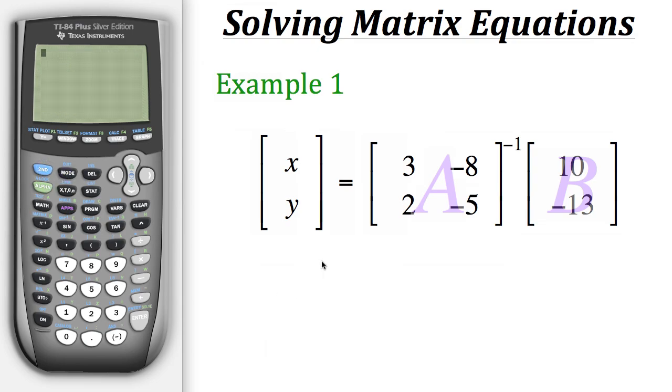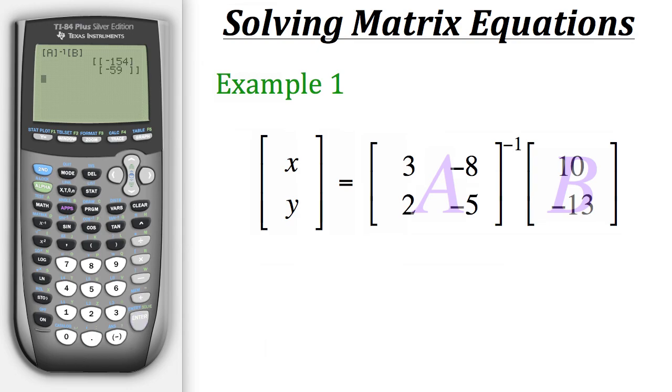At this point we have everything we need to solve for x and y. So first we need to pull up matrix A. So we'll go to second, x inverse, then hit Enter on A. And we need the inverse of that matrix. So we just need to hit x inverse. Now we need to multiply that by matrix B. So now let's pull up matrix B. So now all we have to do to get the result is hit Enter.